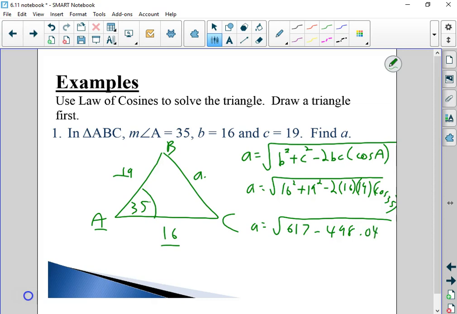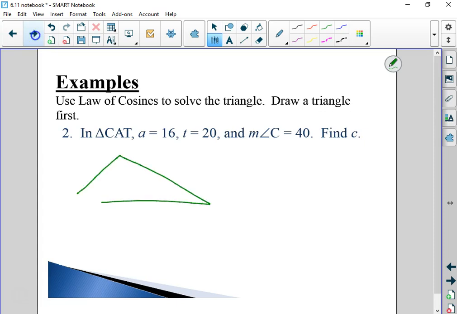And now I'm going to subtract and then take the square root. Or I can just do the square root of this whole thing. Square root of 617 minus 498.04. A is equal to 10.9. So I want you to hit pause and try that on your own calculator.